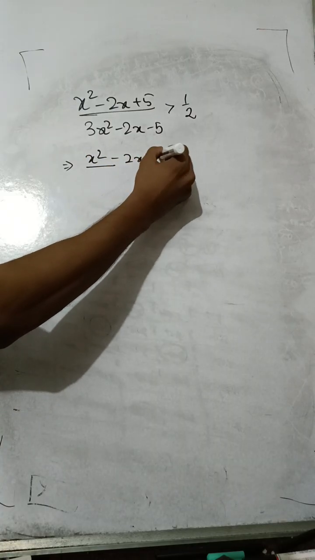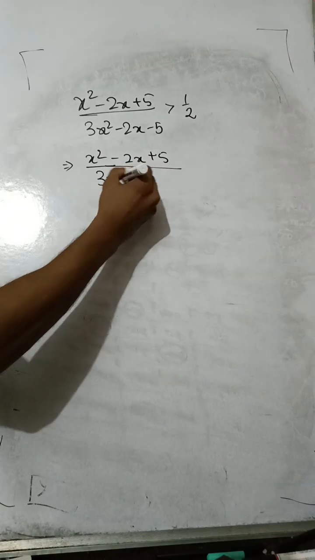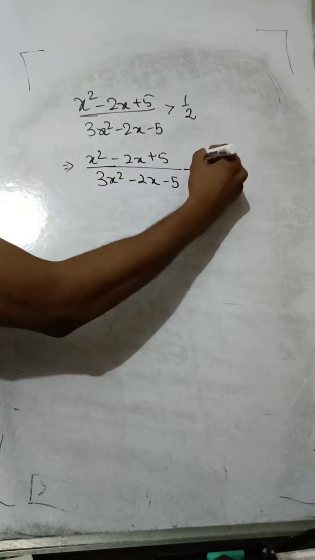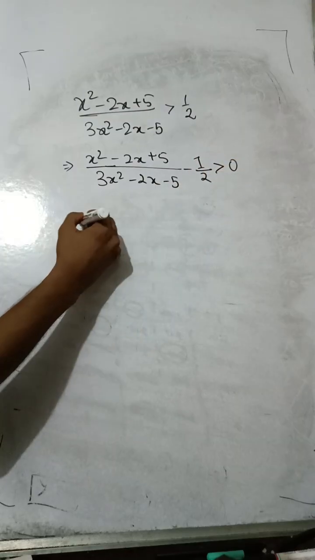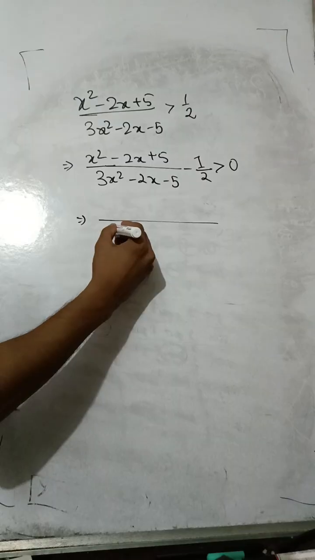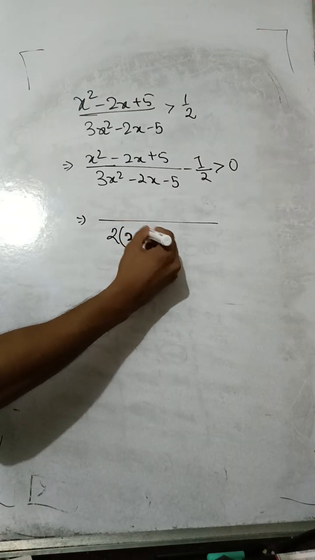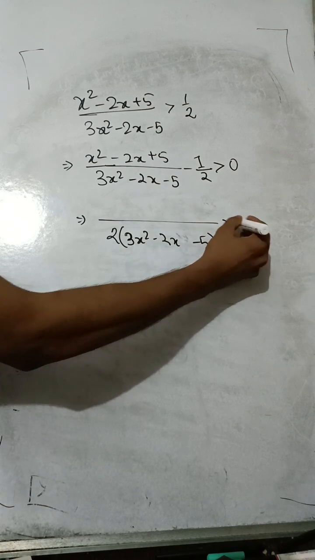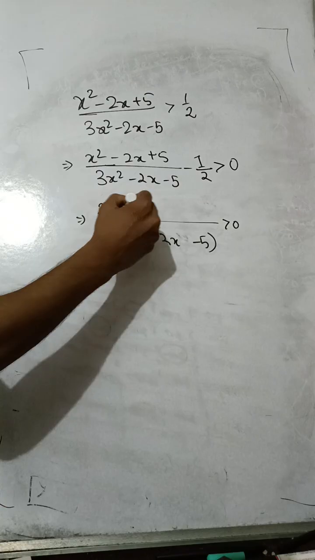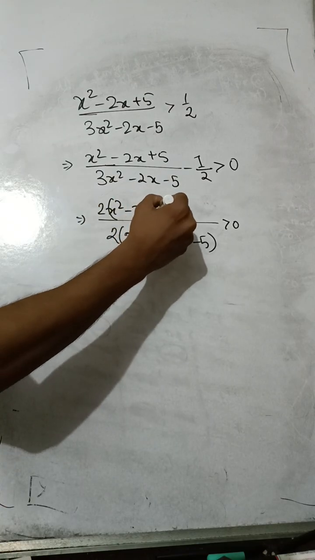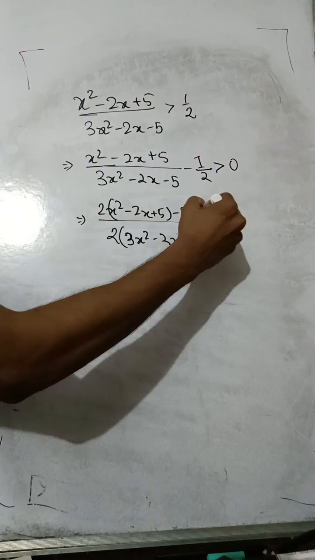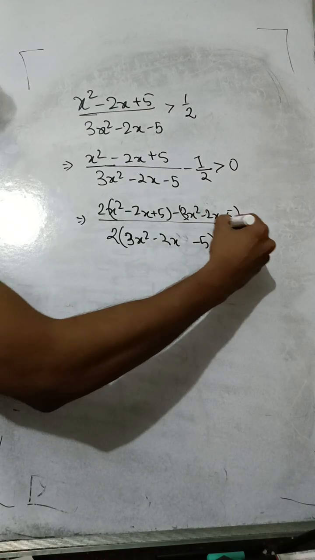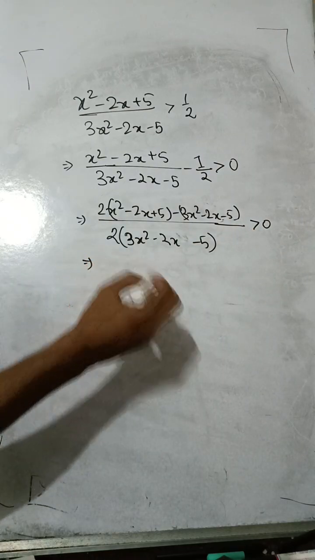First of all, make sure that the right hand side is equal to 0. So for that we have to subtract half from both the sides, and then we can do our LCM. Okay, and this becomes 2x square minus 2x plus 5 minus 3x square minus 2x minus 5, and this is greater than 0.